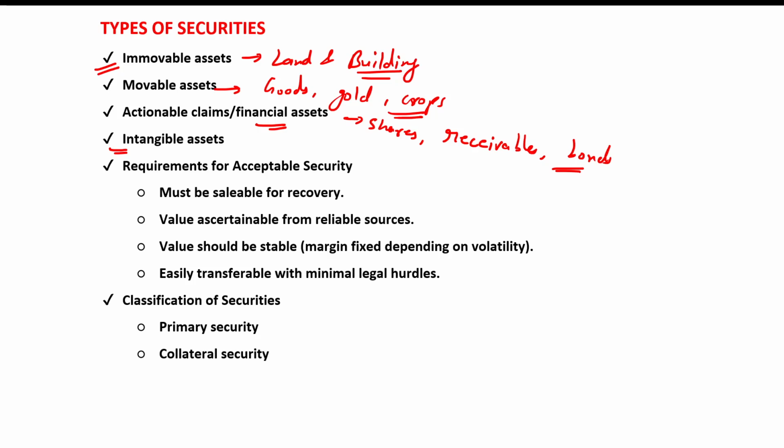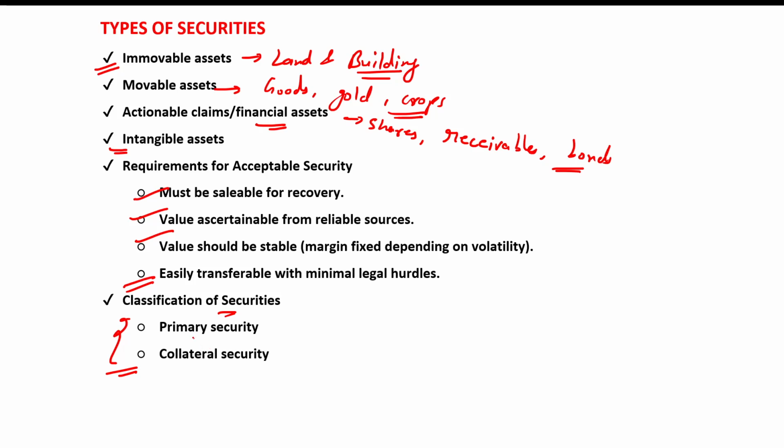And for banks, an ideal security should be sellable in the market. It should be easy to value through reliable sources. It should be stable in the price, so there should not be very much fluctuations, and it should be transferable without lengthy legal formalities. Securities can also be classified into primary security and collateral security.